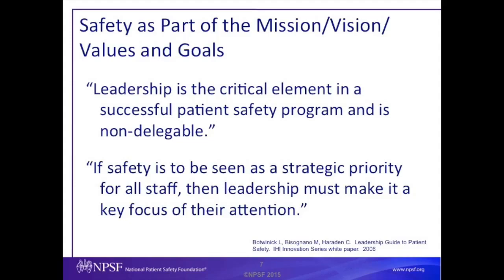Safety has to start at the board level. Safety has to be seen as a strategic priority for all staff, and leadership has to make it the focus of their attention.